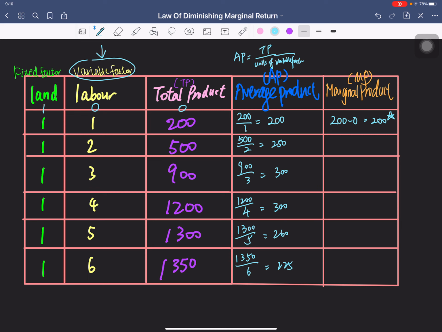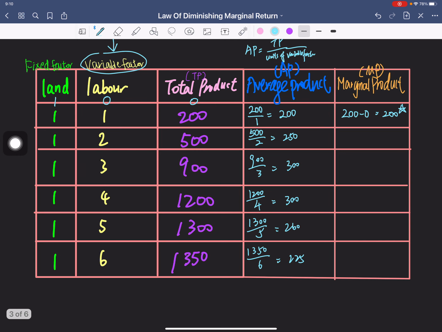For the second unit, when the variable factor increases from 1 unit to the second unit, this one additional unit change of the variable factor will bring us a change of total product from 200 to 500. The marginal product will be 500 minus 200 equals 300. It means that the one additional unit of the variable factor will lead to an increase of the total product of 300. So that's how we define marginal product: the change of total product divided by the change of variable factor.